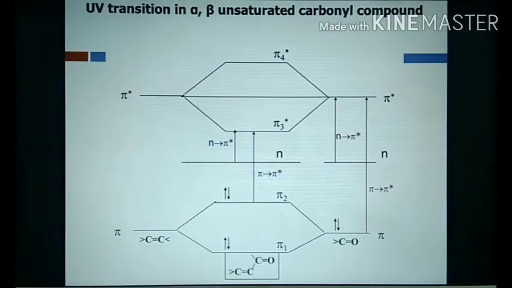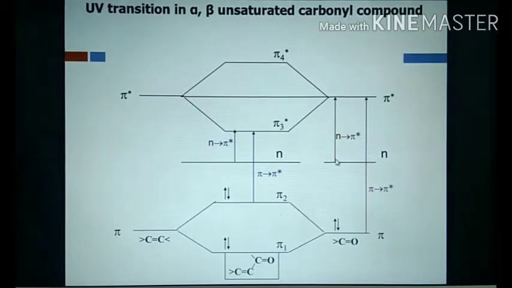Dear friends, let us see the new topic, that is UV visible transition in alpha beta unsaturated carbonyl compound. So what are the types of transition that take place in alpha beta unsaturated carbonyl compound? There are two types of transition. First one is pi to pi star transition, second one is n to pi star transition. You can see here it is pi to pi star transition and the second one is n to pi star transition. This pi to pi star transition is high energy transition, n to pi star transition is low energy transition.